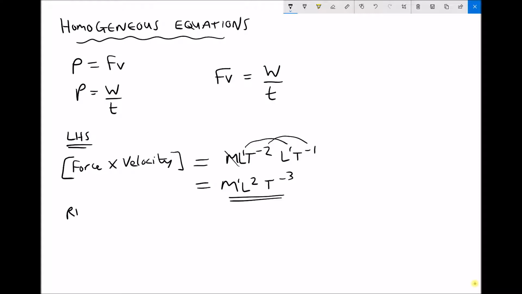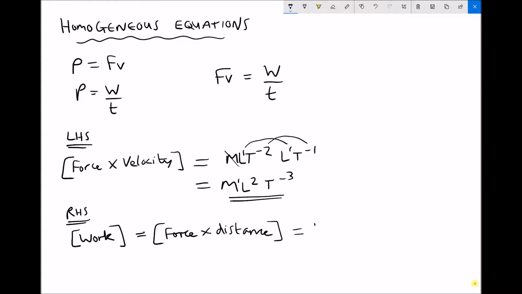Now let's inspect our right-hand side. The right-hand side of our equation is work per unit time. Well, before I can do anything, I need to think about what we mean by work. When we think about work, we think about a force being applied across a given distance, or force times distance. So the dimensions of work are the dimensions of force times the dimensions of distance.